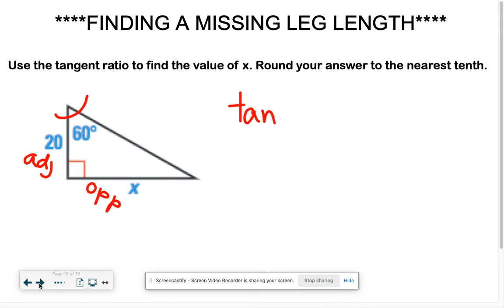And what's our angle measure? 60. Tangent of 60 equals, now we want our tangent ratio. So it's our opposite leg over our adjacent. What would that be? X over 20.